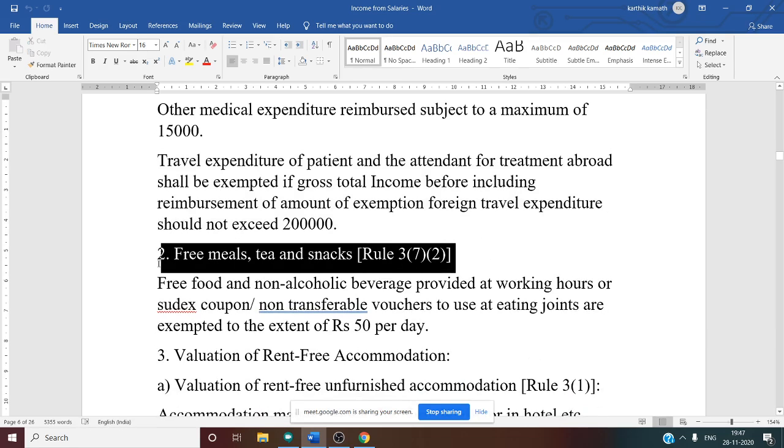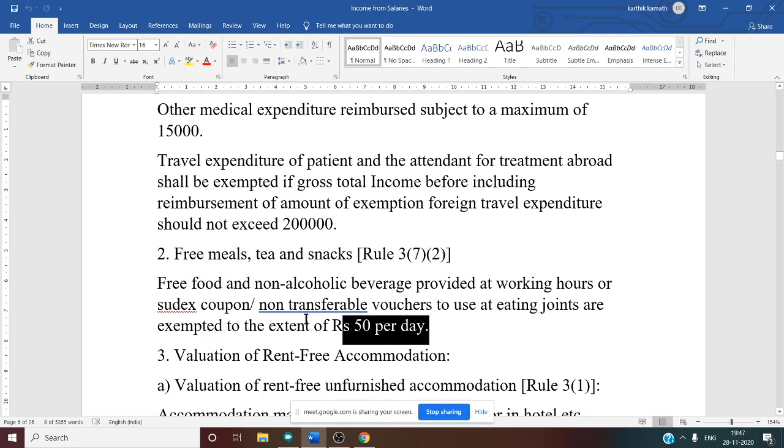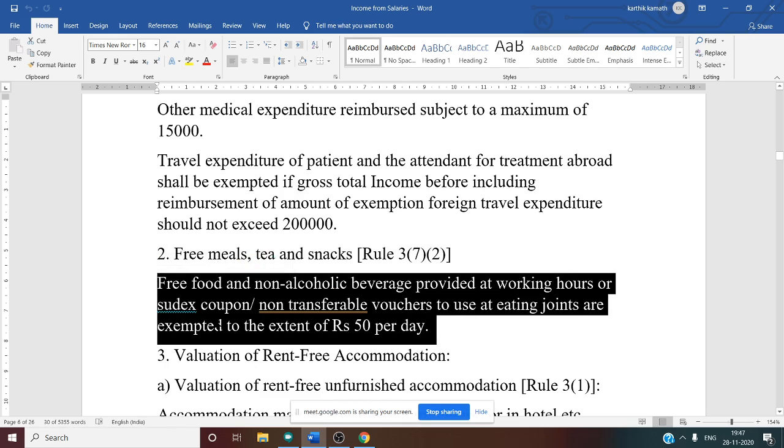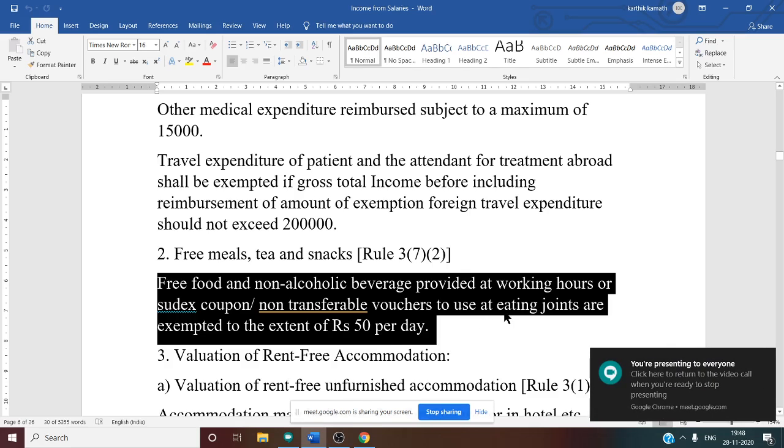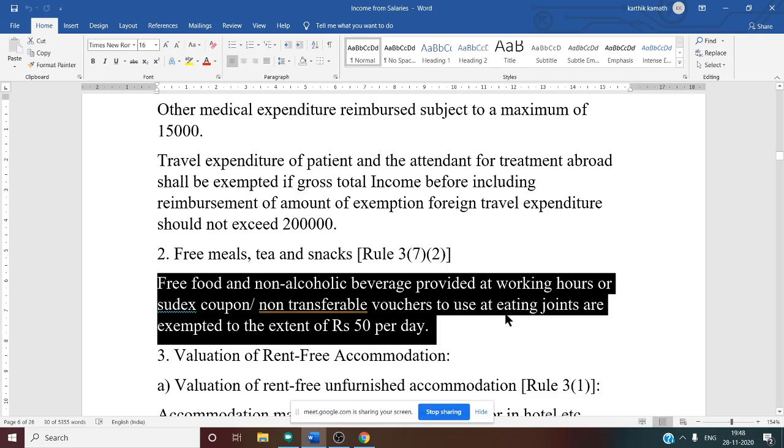Then second one is free meals, tea and snack. Free meals we have already discussed, it is exempt from tax, but there are certain rules for free meals. Free food and non-alcoholic beverages provided at working hours, or Sodexo coupon or non-transferable voucher to use at eating joints, are exempted to the extent of 50 per day. Suppose coupon facility is given in the canteen. In that case, that is exempt up to rupees 50, and if it is more than that, it is taxable. Free meals and snack, that is rule 3 clause 7 clause 2. That is point number 2.